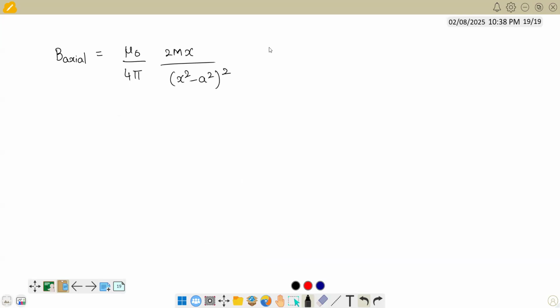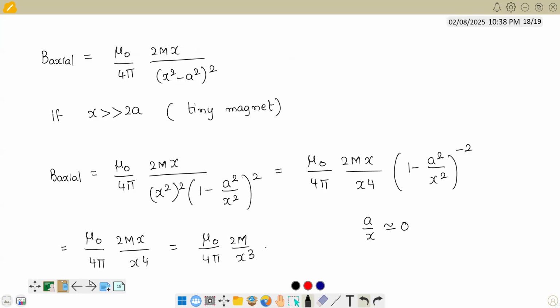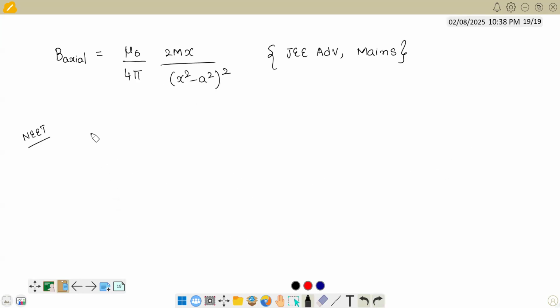Where is this useful? This is useful for examinations like JEE Advanced and Mains. And in Mains also, very rarely is this used. But in normal cases, in examinations like NEET and all that, if you want to derive B axial, in this case we will generally have tiny magnets only. So for tiny magnets, a is lesser than x.